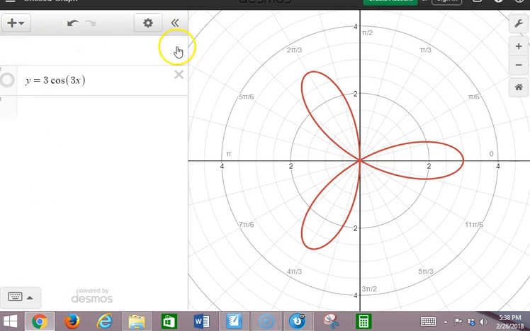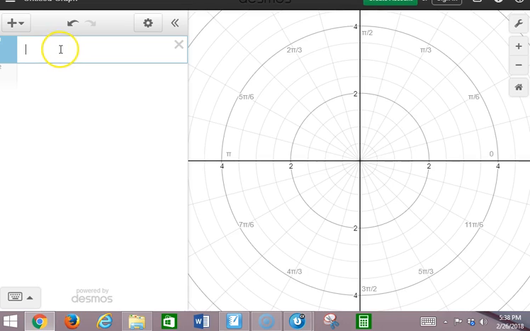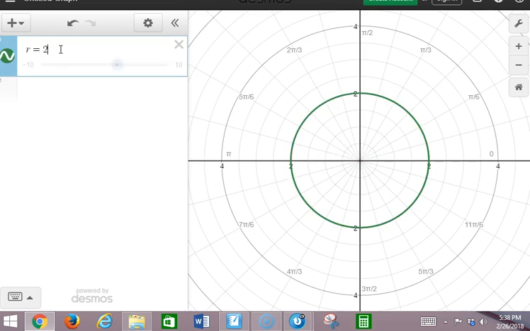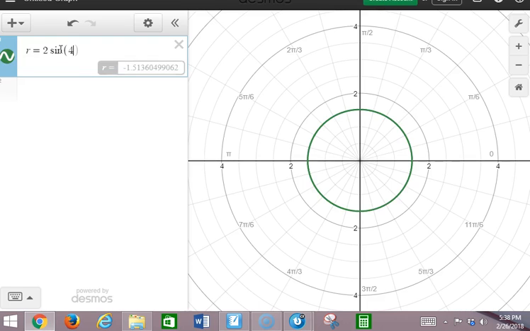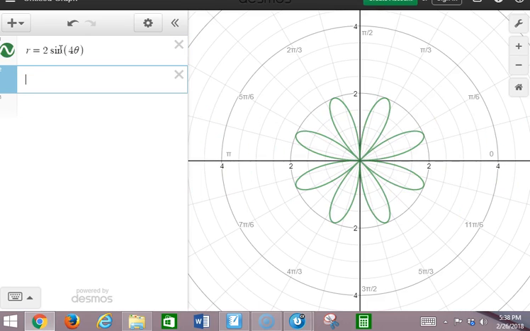Okay, so let me just kind of get rid of these here. So r equals 2 sine of 4 theta. Okay, so notice I have 8 petals, none of which are on any of the axes, but I have 2 in here, 2 here. Notice they're all equally spaced. If I have 8 petals, well, I would have to have 360 divided by 8 be the number of degrees in between all of these.